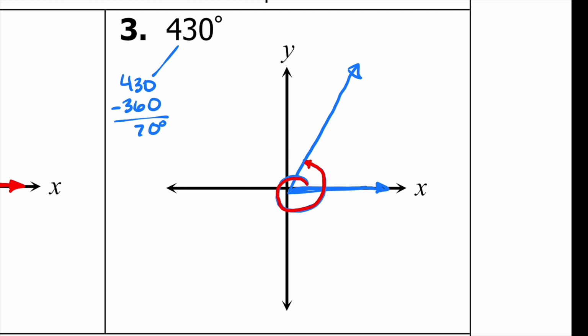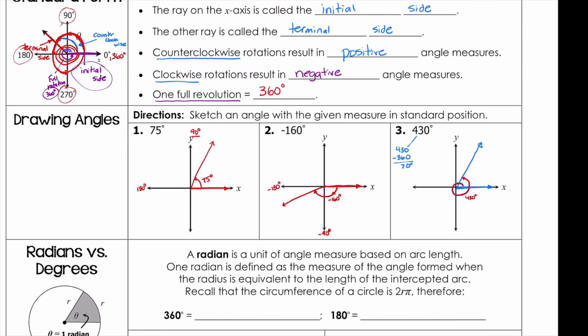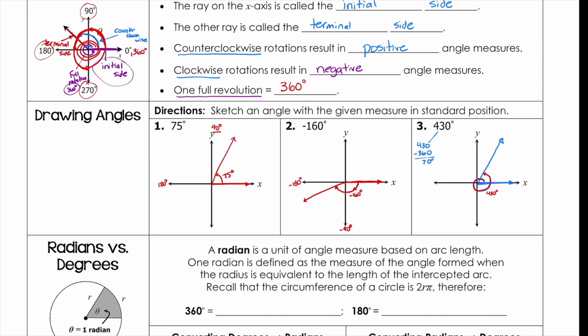Okay, later on we're going to look at this and see that it kind of looks like a 70 degree angle too, right? If I drew a 70 degree angle on top of this, it would look exactly the same. It just wouldn't have that loop. So we'll talk about that in next week's notes. They're called coterminal angles, by the way. So this is how we draw angles in standard form on the coordinate plane.